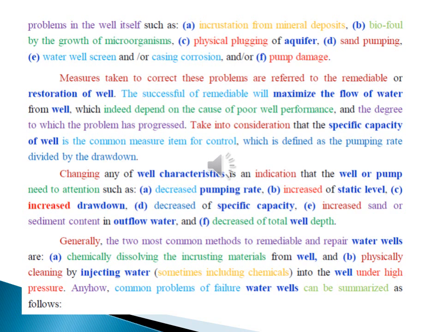Successful remediation will maximize the flow of water from wells, taking into consideration that the specific capacity of the well is the common measure for control, which is defined as the pumping rate divided by the drawdown. Generally, the two most common methods to remediate and repair water wells are chemically dissolving the encrusting materials from the well and physically cleaning by injecting water, sometimes including chemicals, into the well under high pressure.